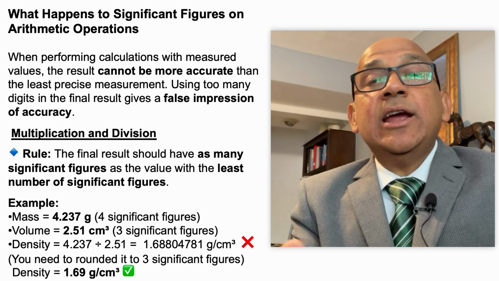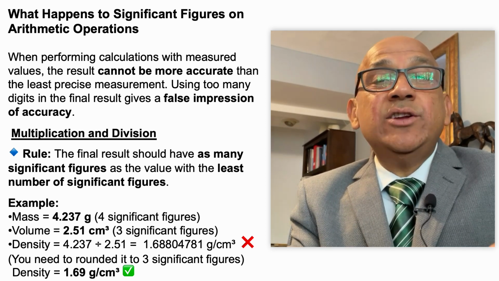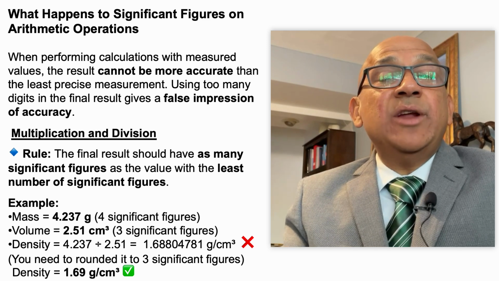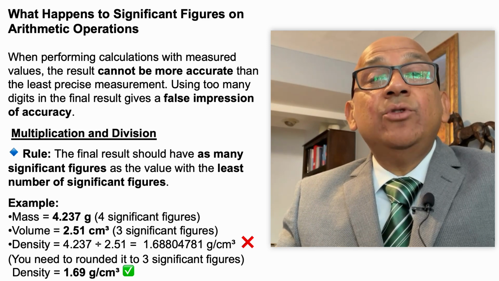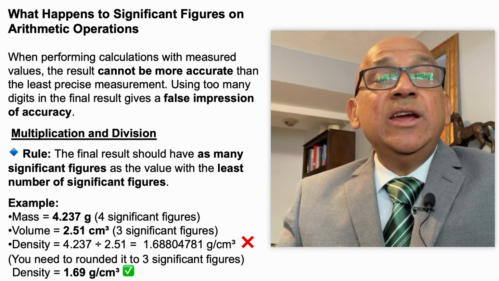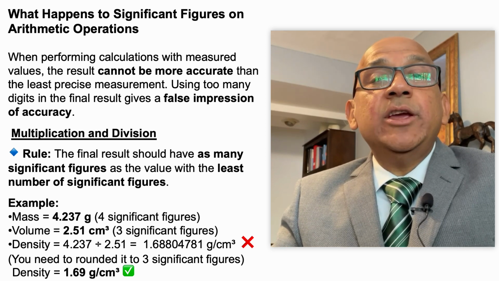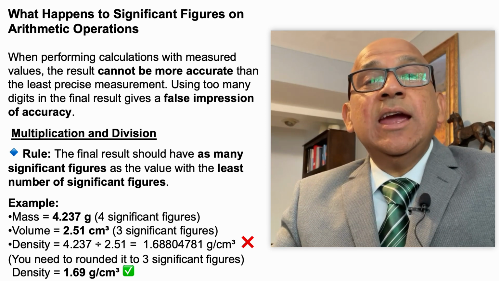When you are doing certain calculations using your calculator, you may end up with lots of digits, and that may give an impression that your measurement is that accurate. So, that should not be done. Now, let us look into the arithmetic operations of multiplication and division.